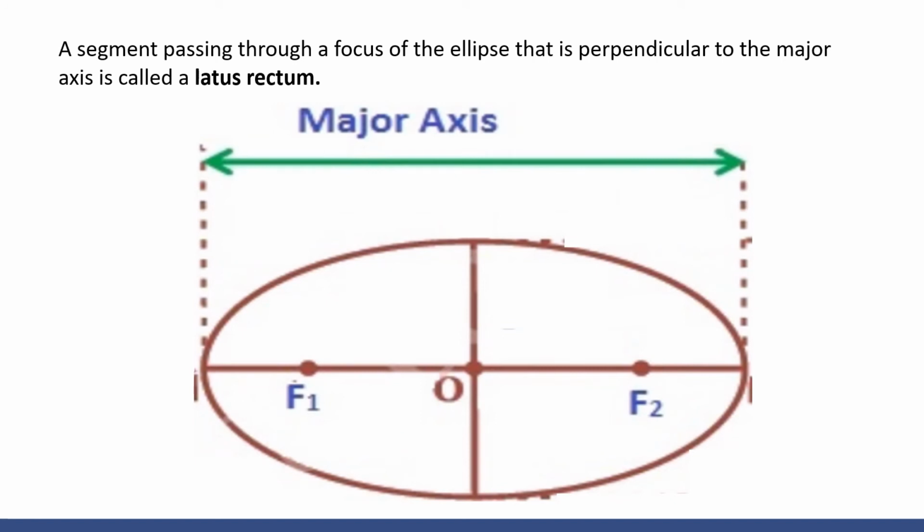A segment passing through a focus of the ellipse that is perpendicular to the major axis is called a latus rectum. Nasaan naman itong latus rectum? Well, as usual, same with the parabola. Alam natin na ang latus rectum dapat ay nagpapass through dun sa given focus. So dito, sa ellipse na to, ayun, meron tayong 2 latus rectum na kung saan 2 segments na nagpass through dun sa ating focus 1 and focus 2.